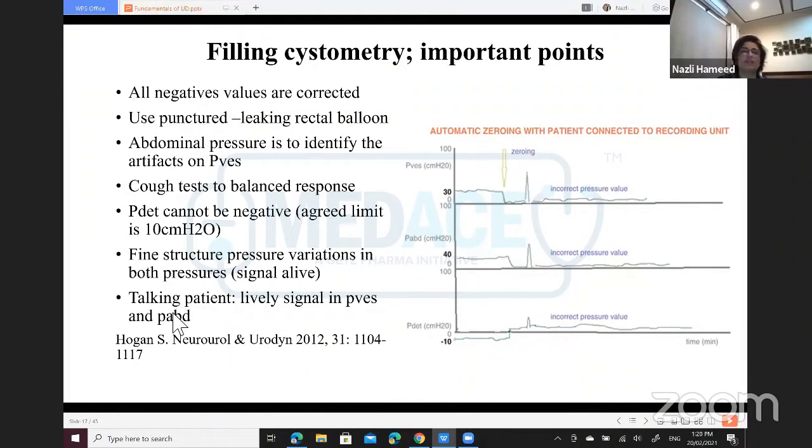And then we also have to know that while we are talking to the patient, she is alive, and the body vibrations are also going to transmit some vibrations in these. So we perform a cough test to begin with, just to balance the response.